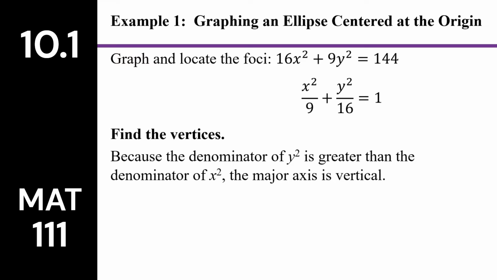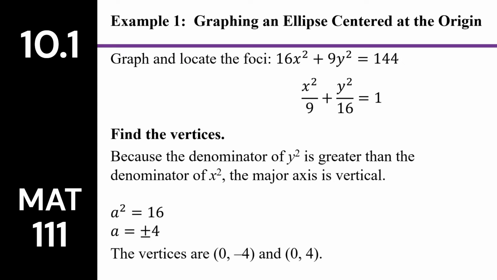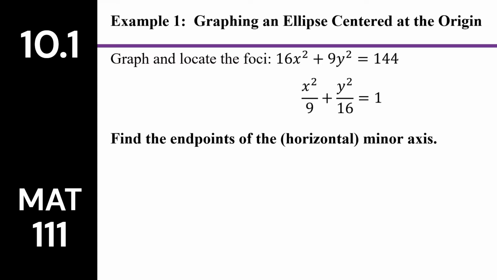Because the denominator of y squared is greater than the denominator of x squared, the major axis is vertical. A squared equals 16. We take the square root of both sides, giving us a equals plus or minus 4. So the vertices will be 4 units up and 4 units down from the center 0, 0. Next, we'll find the endpoints of the minor axis.